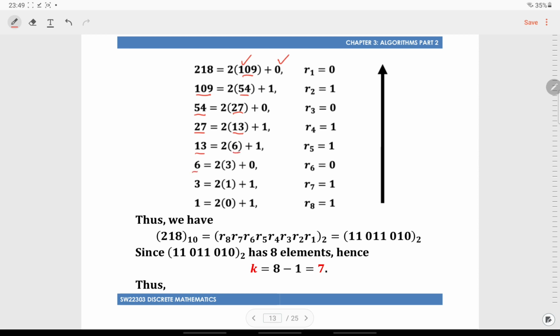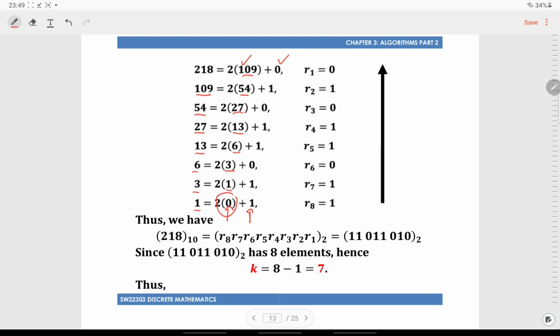We divide 6 by 2. We obtain 3 as the new quotient. We divide 3 by 2. We obtain 1 as the new quotient. And we divide 1 by 2. Because 1 is less than 2, the quotient equals 0 and the remainder equals 1. Because the quotient is now equal to 0, we stop.